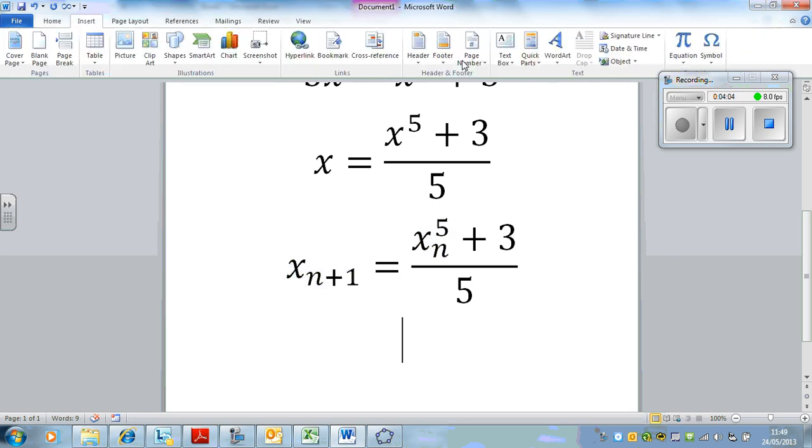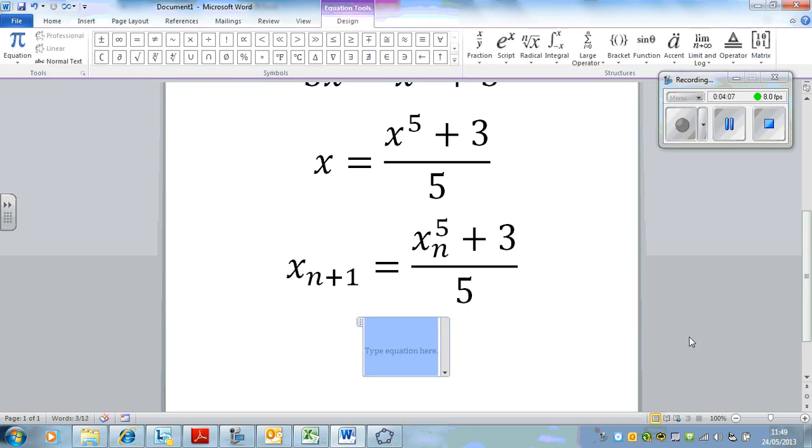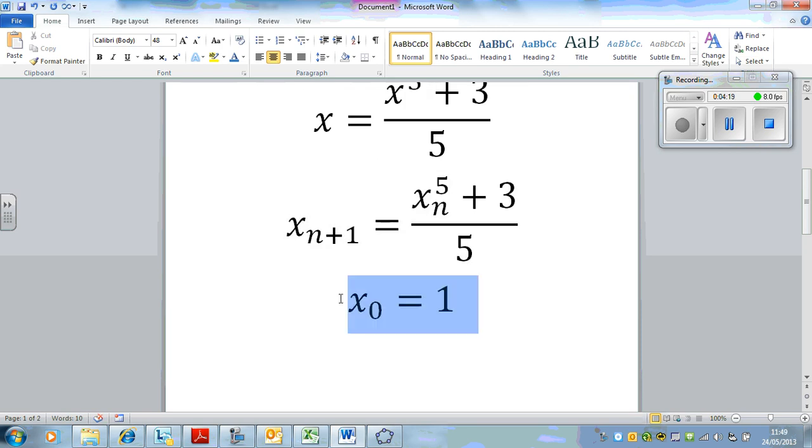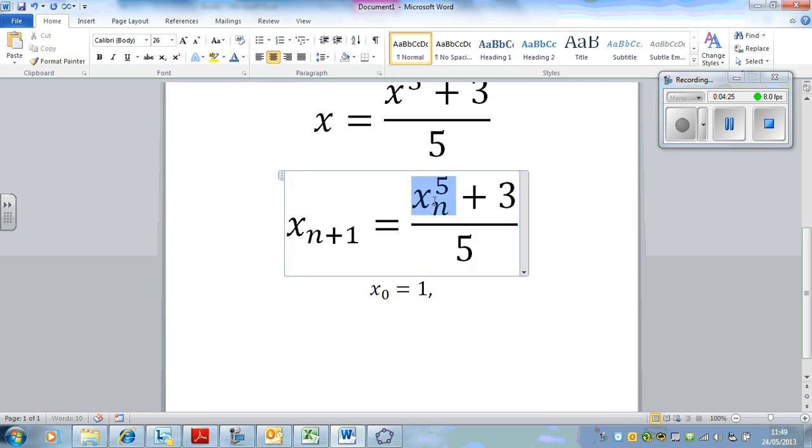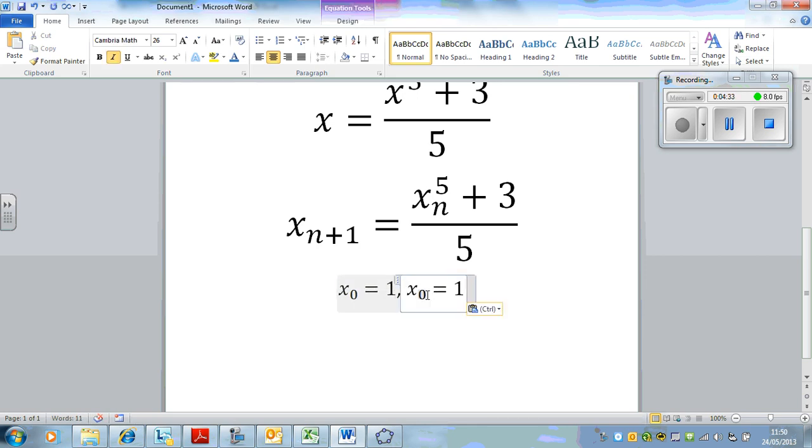So, for example, if I take my value of x, we start with x0. x0 is going to be 1, for example. If x0 is 1, x1, the next term in the sequence, is going to be 1 to the power of 5 plus 3, which is 4. 4 divided by 5 is 0.8.